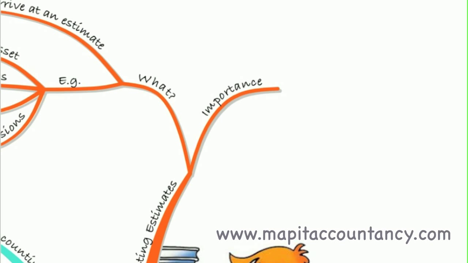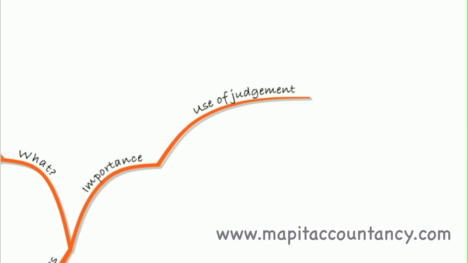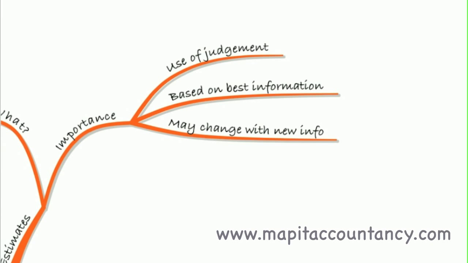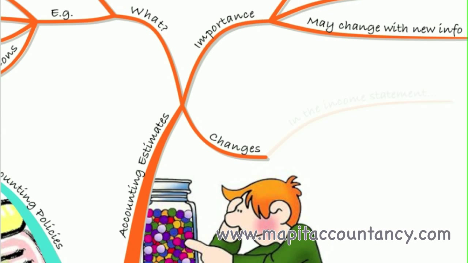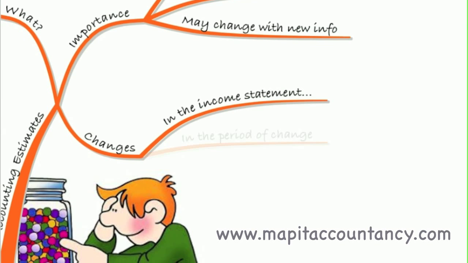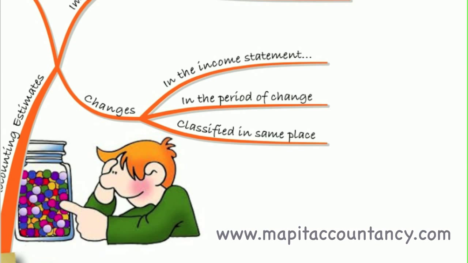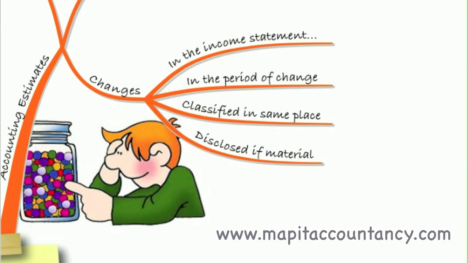So the importance of this is that they have to use that judgment. These have to be based on the best information we have available, but be aware that they may change if that information changes. So if we're changing an accounting estimate, we'll do this in the income statement, in the period of change. So it's not retrospective, it's prospective, only moving forward. It's classified in the same place and disclosed if material.